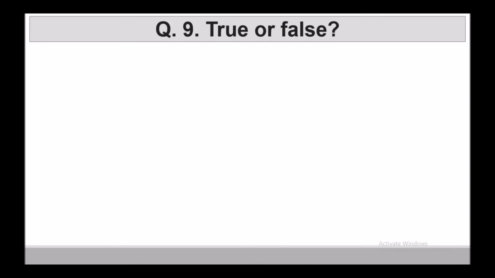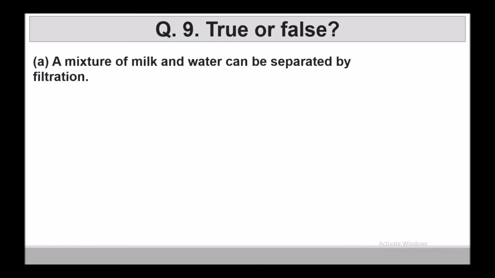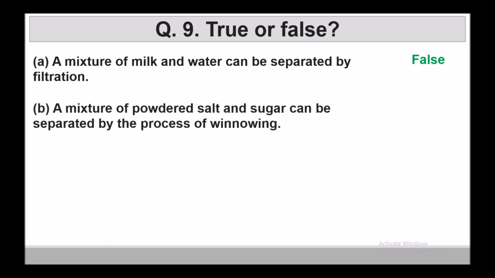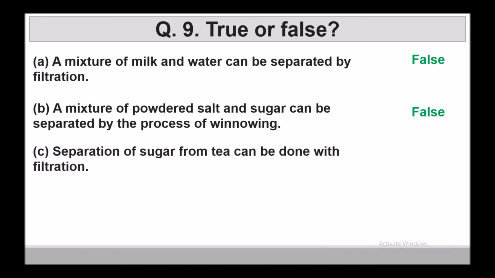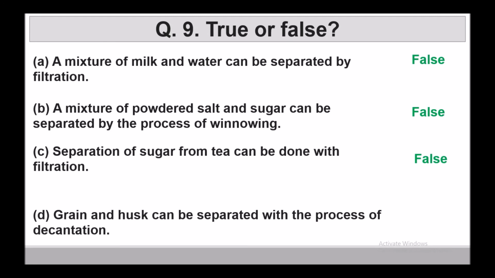The next question is true or false. The first one is, a mixture of milk and water can be separated by filtration. The answer is false. A mixture of powdered salt and sugar can be separated by the process of winnowing. The answer is false. Separation of sugar from tea can be done with filtration. False. Grain and husk can be separated with the process of decantation. False.